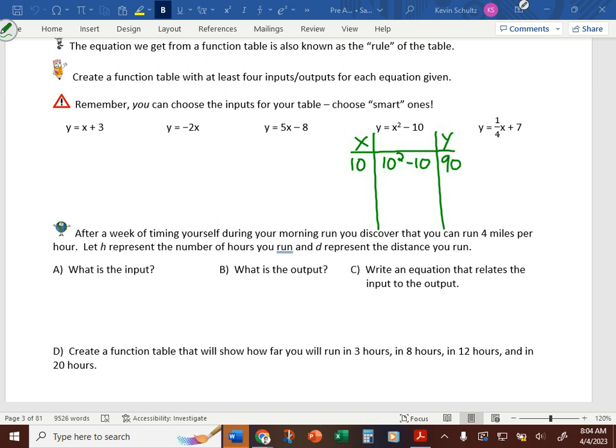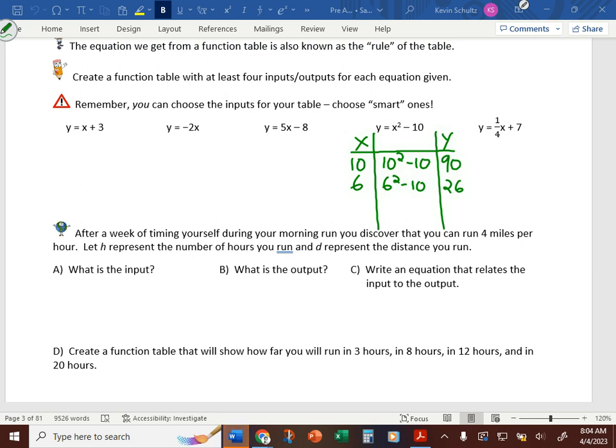Pick another number. Lily. 6. This time we're plugging 6 in for x, so nothing else changes. We're still squaring it, still subtracting 10, only with a different value for x here, okay? And what is 6 squared minus 10? 26. 6 squared is 36, minus 10, that gives us 26.